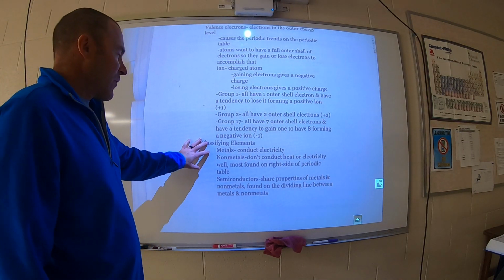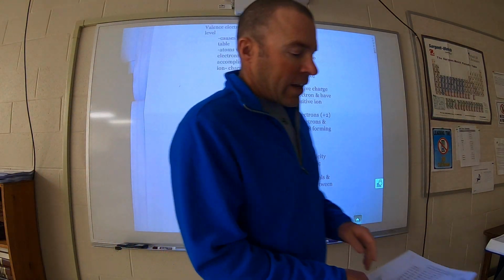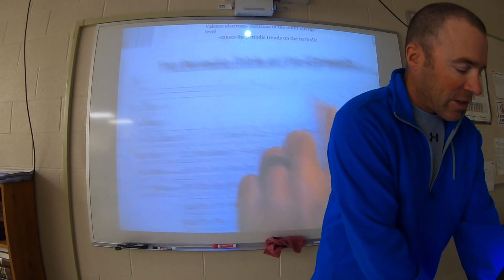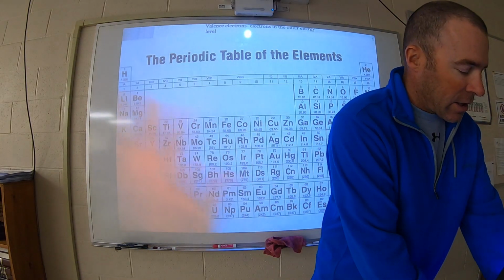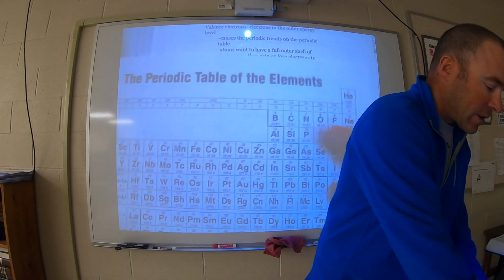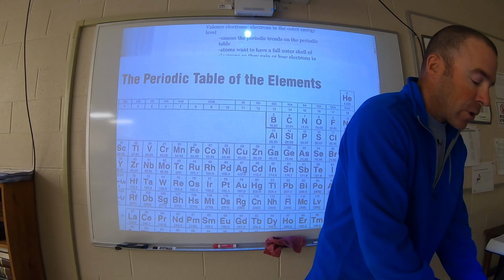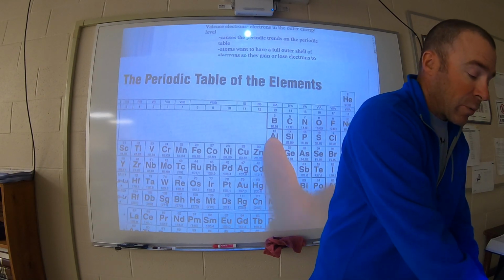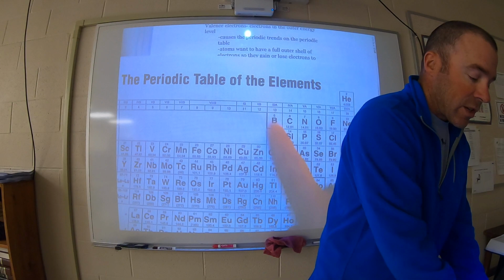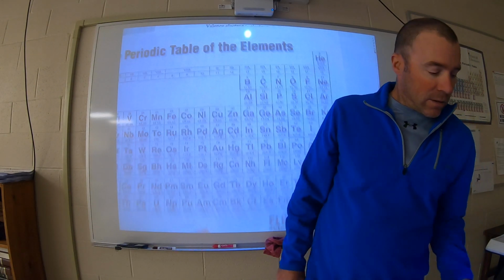A little bit about classifying elements. On the periodic table, normally what we say, anything on the left-hand side of this stair-step line here, across here, these are metals. Anything to the right of the stair-step line, these are nonmetals. Anything that's touching the stair-step line, for the most part, not everything, aluminum would be an exception, is what we call a semiconductor. Sometimes you'll see them as metalloids.